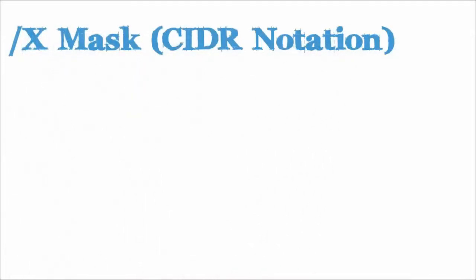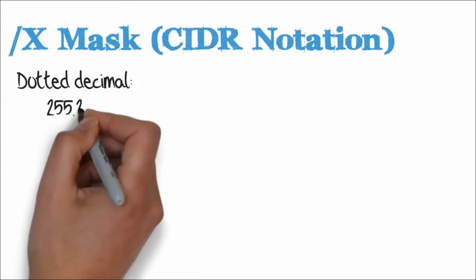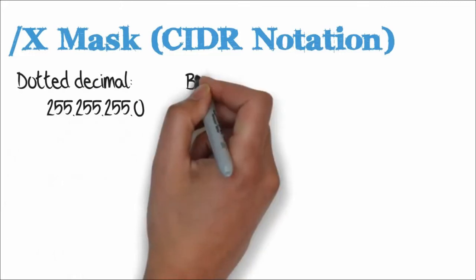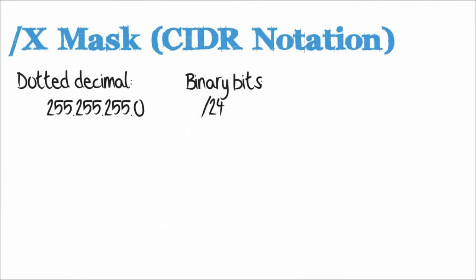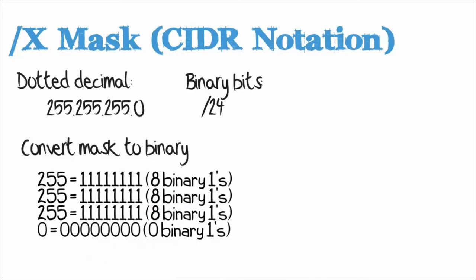So in CIDR notation, we use /x masks. So if we had a subnet of 255.255.255.0, that converts into 24 binary bits. To work it out, convert the decimal octet to binary. In the first octet, we have 255, which equals 8 binary ones. In the second octet, we have 255, which also equals 8 binary ones. In the third octet, we have 255, which equals another 8 binary ones. The last octet is decimal 0, so there are no binary ones in the last octet.